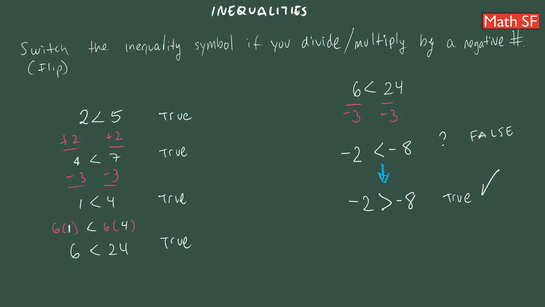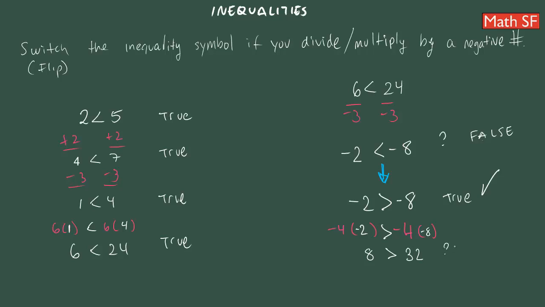Let's suppose we multiply each of them by negative 4. What will we obtain by multiplying by negative 4? Let's see. What is negative 4 times negative 2? That's a positive 8. Negative 4 times negative 8 gives you a positive 32. And this is false. 8 is not greater than 32.